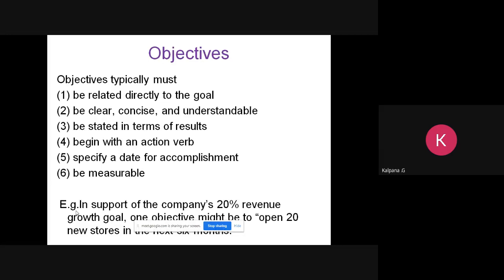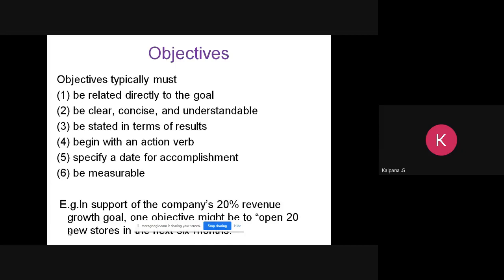It should be stated in terms of results. It should be clear, concise, and understandable, and it should begin with an action verb. It should specify a date for accomplishment. Like I said, a goal will run for years, whereas for an objective I am going to mention a short span of time, be it for a department also, like within a year. That time frame should be set, and it should be achieved within that time frame. Whereas for a goal, it need not be an accurate time span.